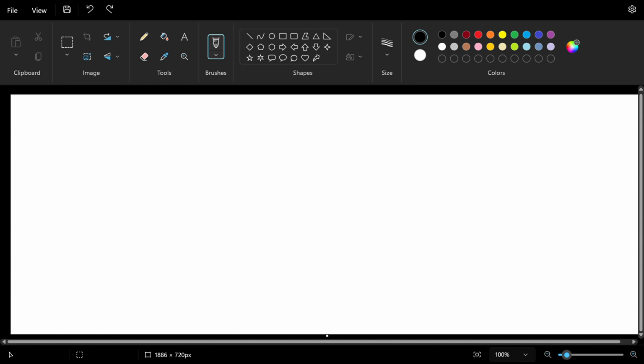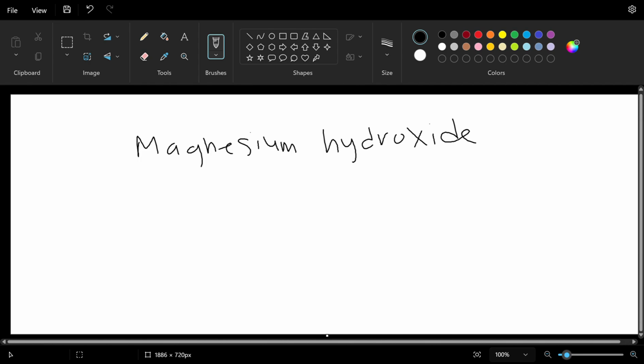So, for example, if you're given an example, magnesium hydroxide, you're going to write out their elements, their symbols. So magnesium is Mg, and if you look on the back of your periodic table, you're going to see that hydroxide is represented as OH, and this is just a mix of hydrogen and oxygen, hence the name.